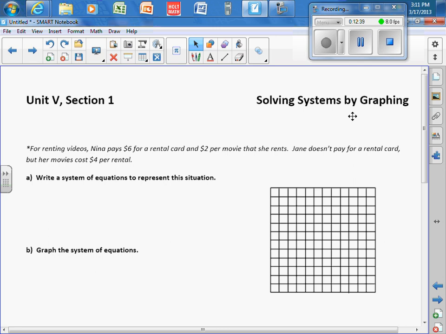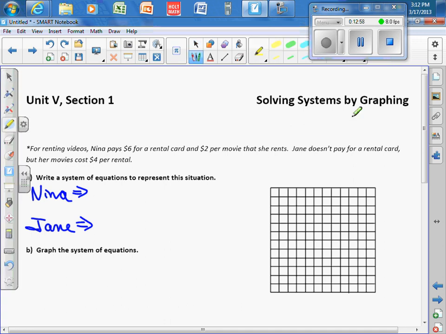Well, what's happening here is that Nina ends up paying for her videos. So does Jane. And we need to write equations in slope-intercept form. Well, here's the thing. When you're writing equations in slope-intercept form, first of all, here's Nina's sentence, and here's Jane's.